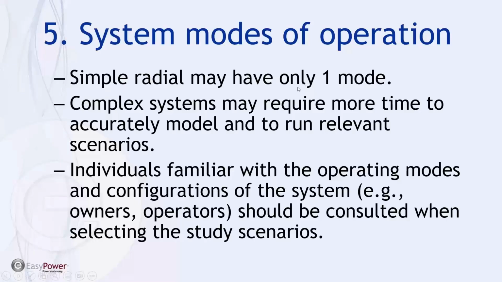This was a fairly detailed description in the 2013 version, and it's been modified in the most recent update to suggest that the simple radial system may only have one mode. There's no discussion of without motors and with motor contribution in this clause, but as you get into more complex systems, there's a reference to what an expanded or complex mode of operation would entail, and the fact that this should be consulted or developed as a scenario during the study.